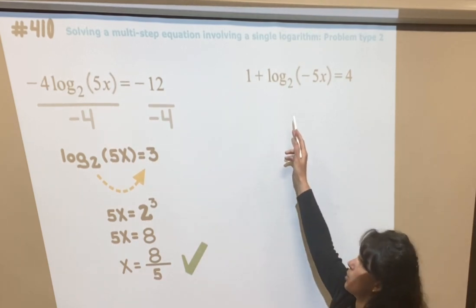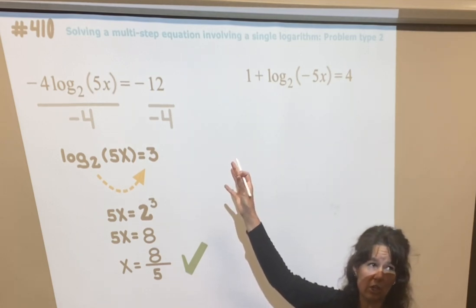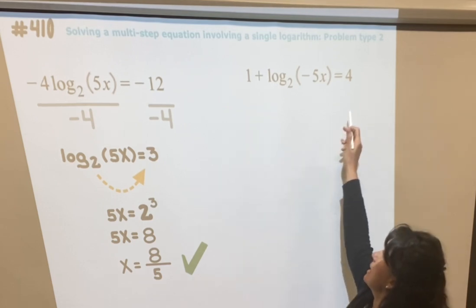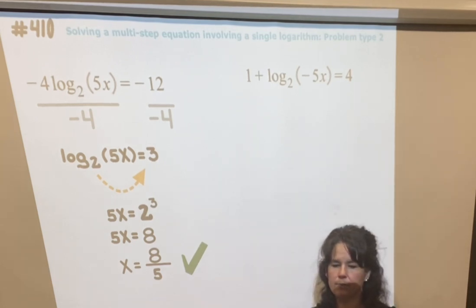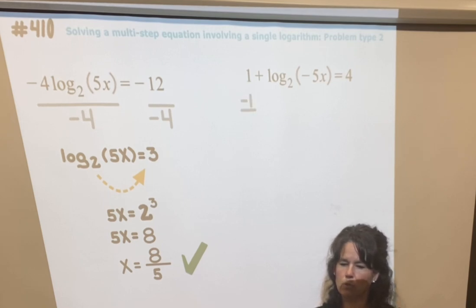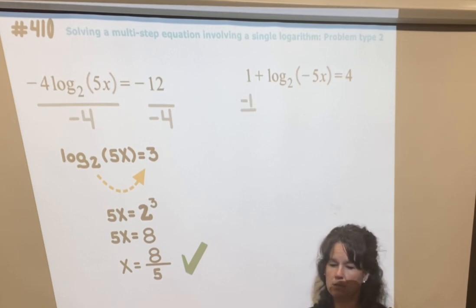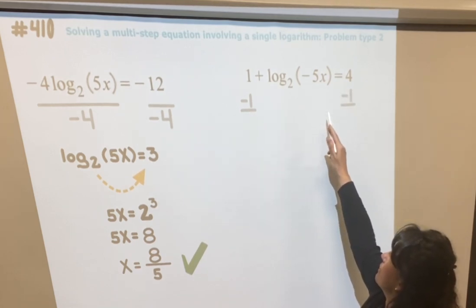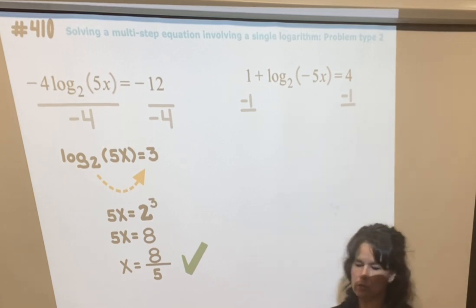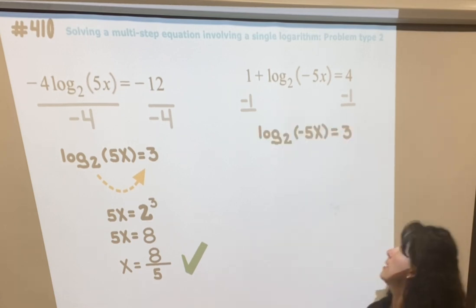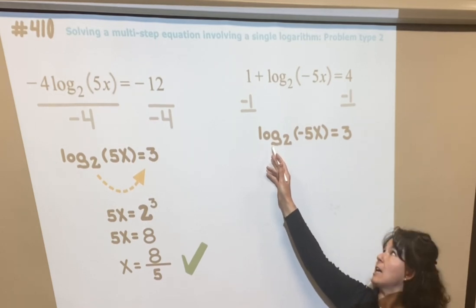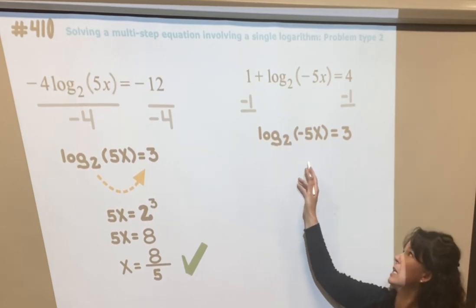So here's one more. I'm going to undo the order of operations. So I'm going to subtract 1 to get the log by itself. Okay, so subtract 1 and subtract 1. All right, so then I have log base 2 of -5x equals, and 4 minus 1 is 3.